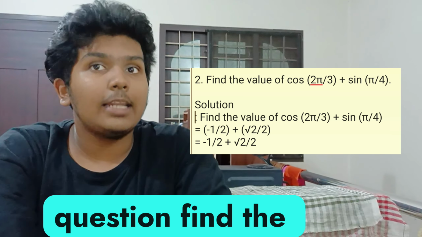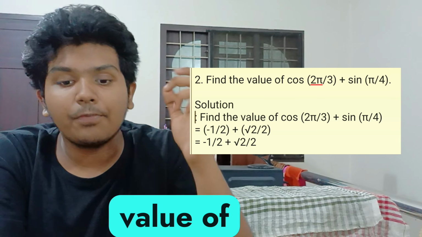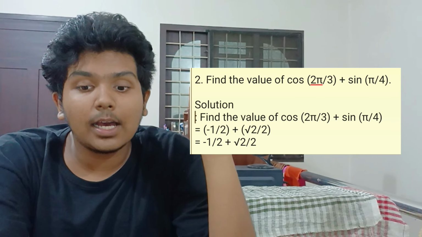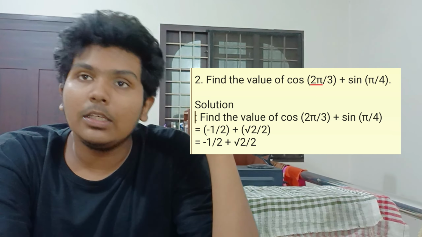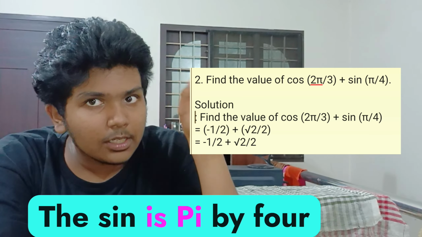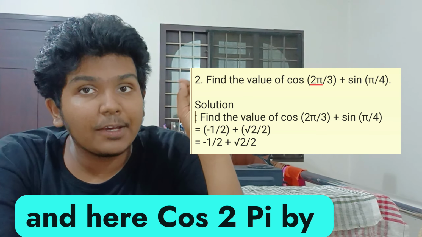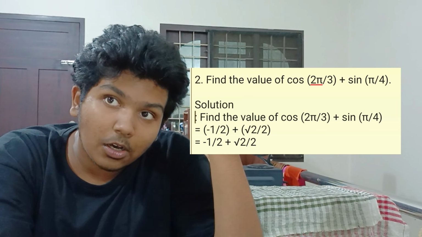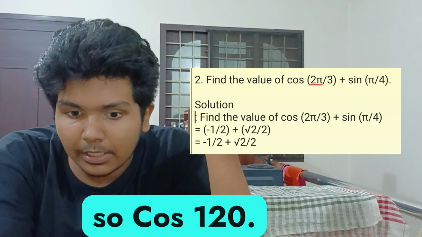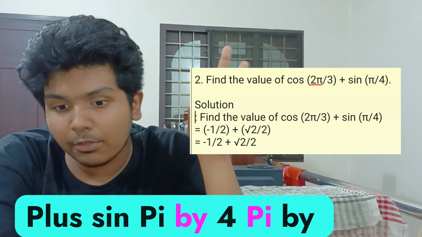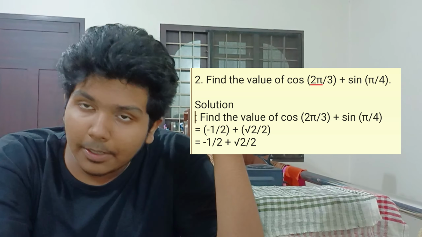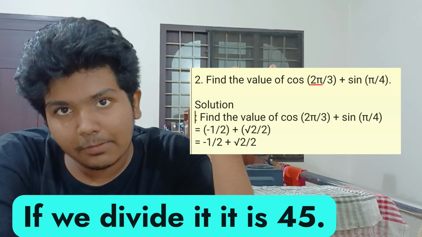Now our second question, find the value of cos 2 pi by 3 plus sine pi by 4. So here it's the reverse, but there's a change. The sine is pi by 4 and here cos 2 pi by 3. We know 2 pi by 3 is equal to 120. So cos 120 plus sine pi by 4. Pi by 4 meaning 180 by 4. If we divide it, it is 45.